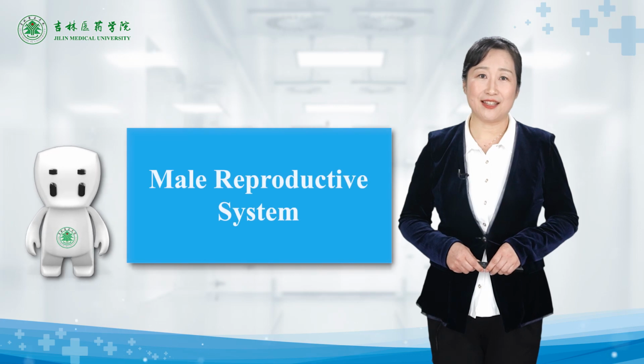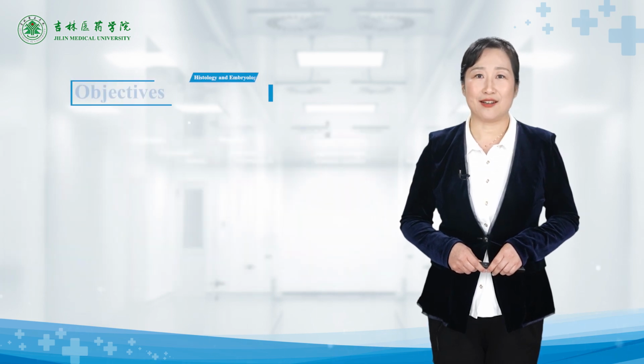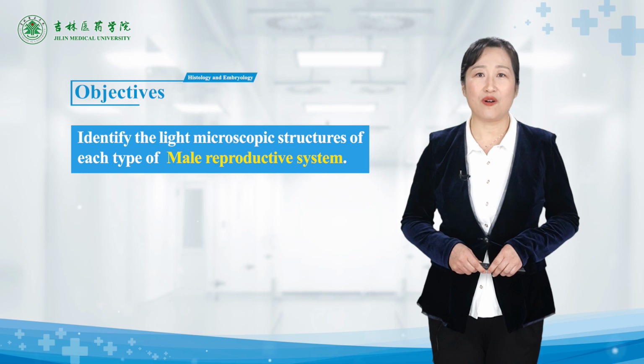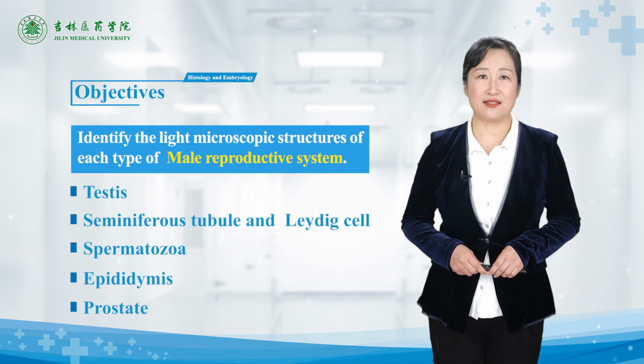Hello everybody. In this laboratory, we observe the histology slides of the male reproductive system. Look at the objectives: identify the light microscopic structures of each organ of the male reproductive system, including the testes, epididymis, and prostate.